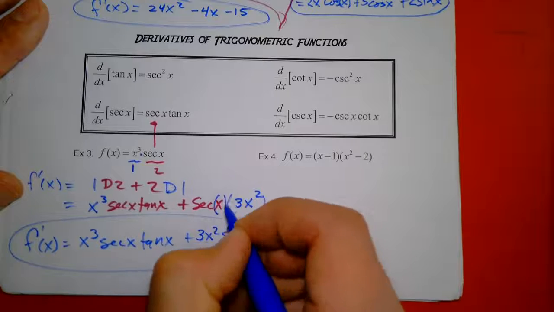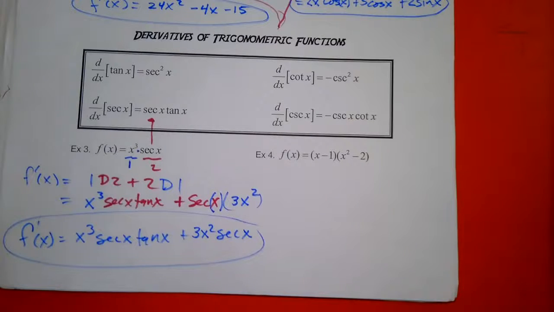This is inside of secant. You cannot touch it, manipulate it. It's off limits. Just put that number out in front of the trig function. Final answer.